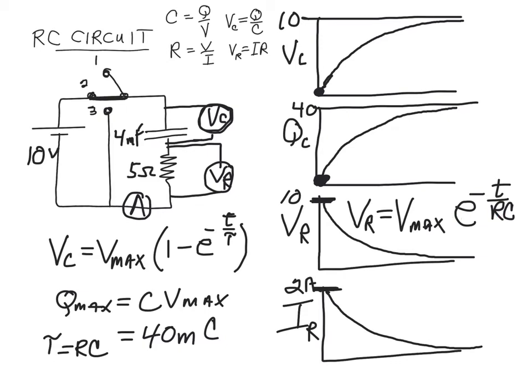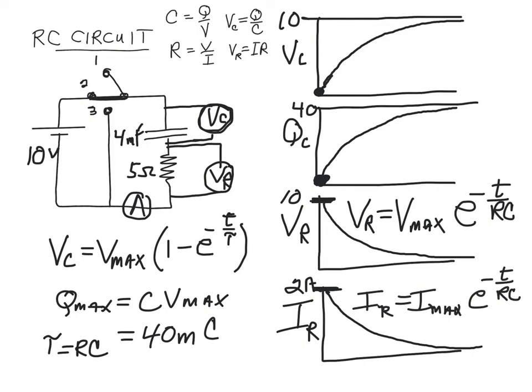So that describes this behavior. And if we wanted to write it for current, the current would be what? You can write it, right? I through the resistor equals I max, the 2 amps, times e to the minus t over RC.